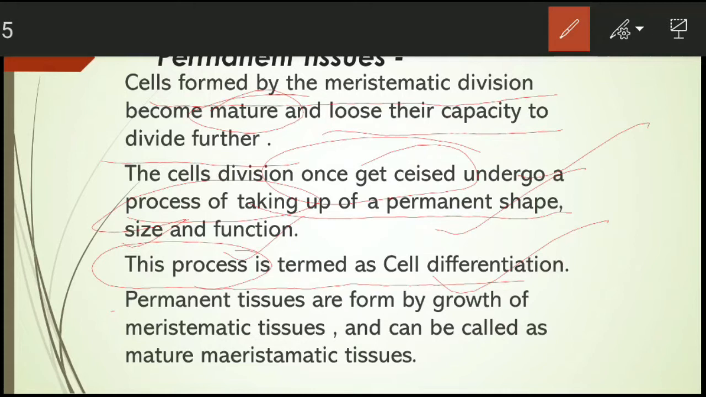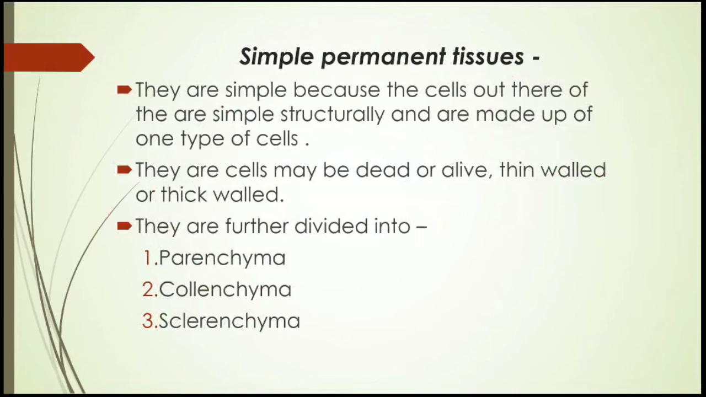So students, therefore we may say that permanent tissues are formed by the growth of meristematic tissues and can be called mature meristematic tissues. The first that we are going to discuss is the simple permanent tissues.